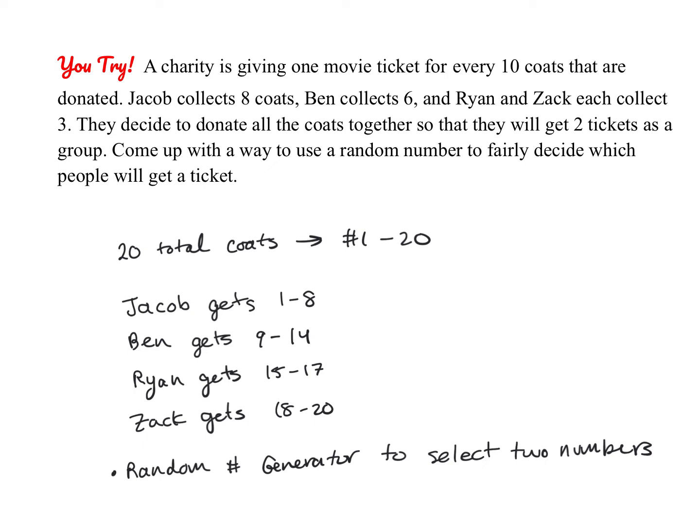So although Jacob has more numbers than anyone else, at the end you use a random number generator to select 2 of the numbers. So each individual number has the equal probability of getting picked. So we would still consider this to be fair, while also awarding Jacob for collecting the most and Ben for collecting the next most. So it's fair mathematically, and it incentivizes you to donate more coats.